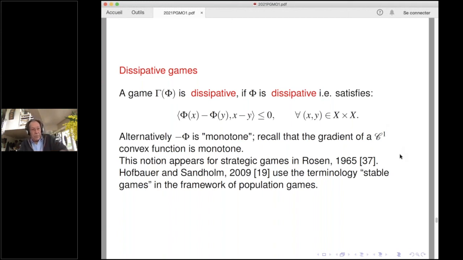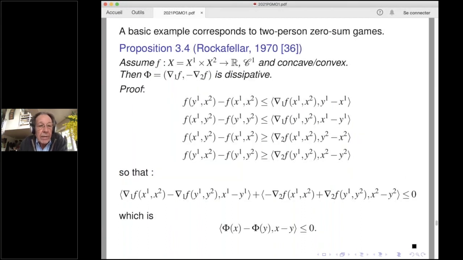And in the framework of population games, Hofbauer and Sandholm use the terminology stable games, but we prefer, with Cheng Wang, to use the notion of dissipative. A basic example of a dissipative game will be a two-player zero-sum game. This was proved by Rockafellar.